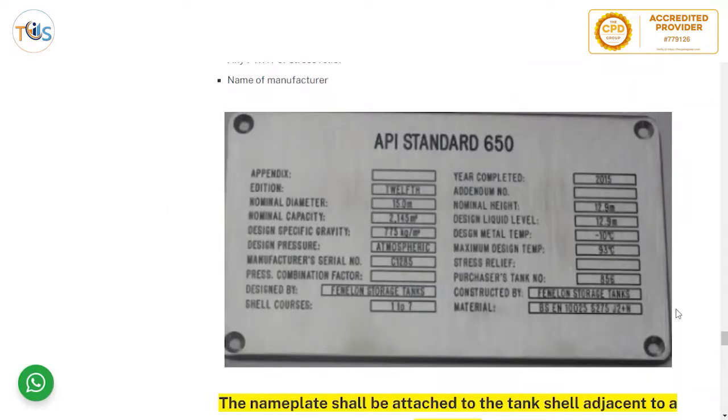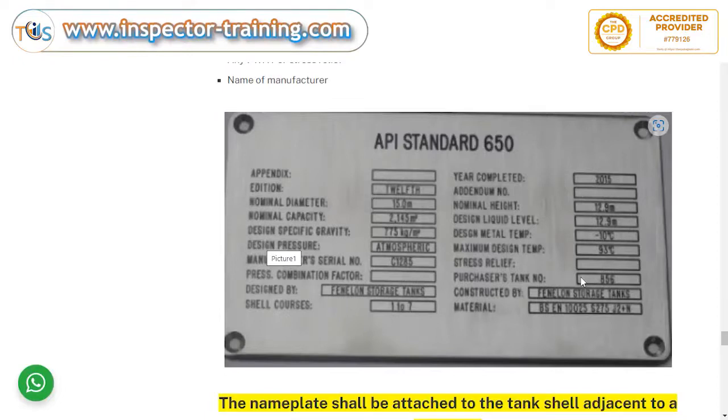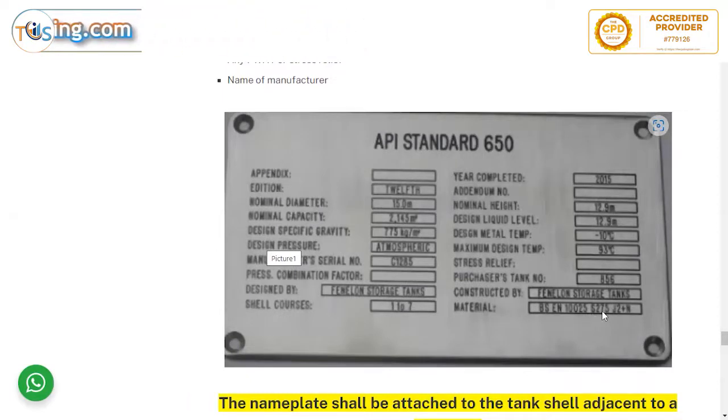Here you can see a sample of API 650 nameplate on a storage tank. As you can see, it talks about the edition, 12th edition, 650, year completed, nominal height, design liquid level, design metal temperature, maximum design temperature, and there is no stress relief here. Purchaser's tank number, constructed by who, material is BS EN 10025 S275 J2, normalized N. Shell course is 7 and designed by this company.